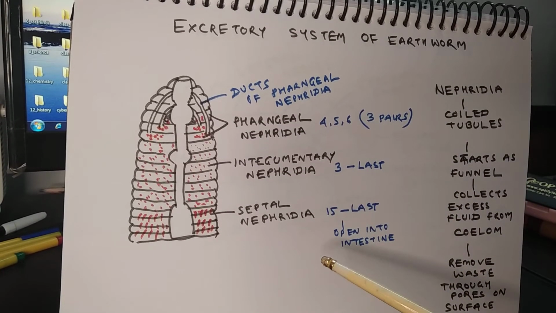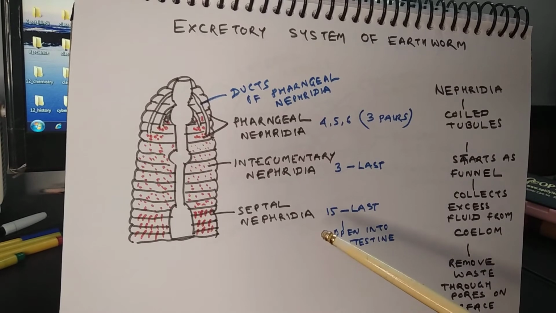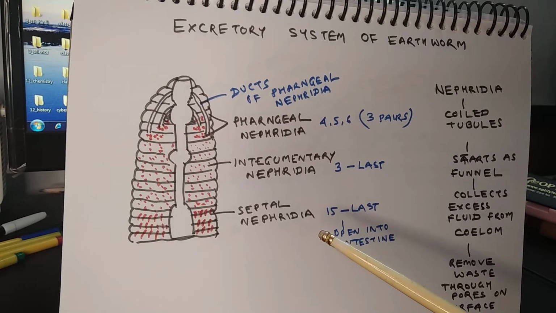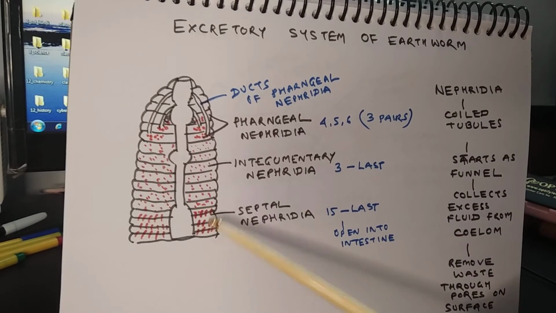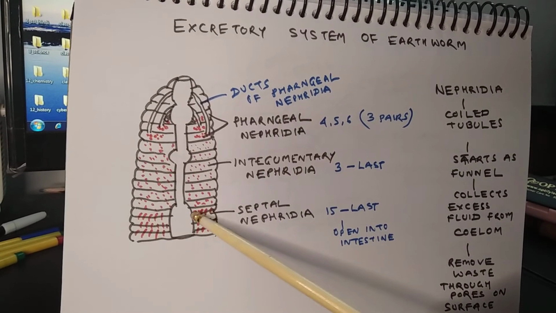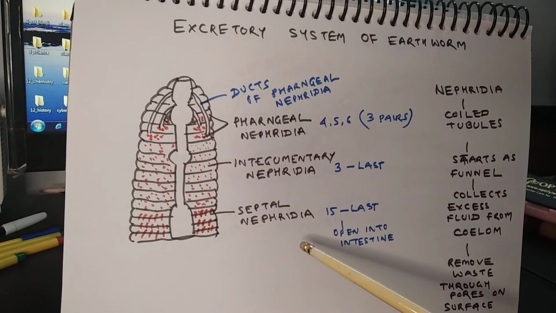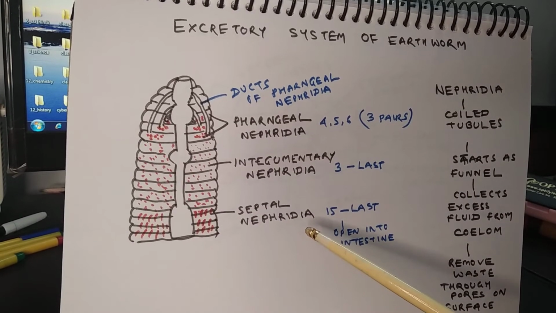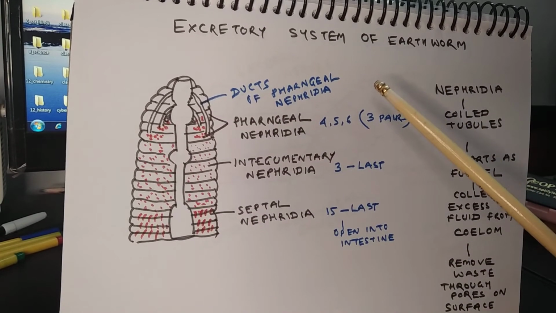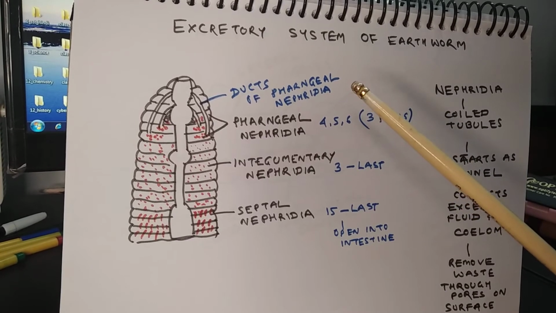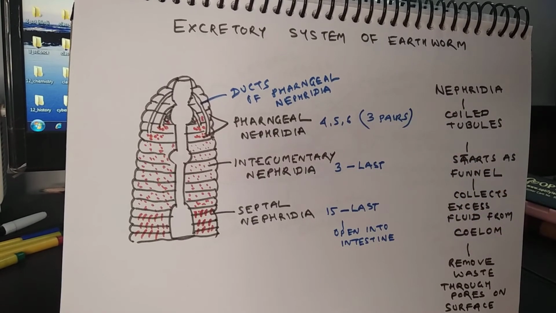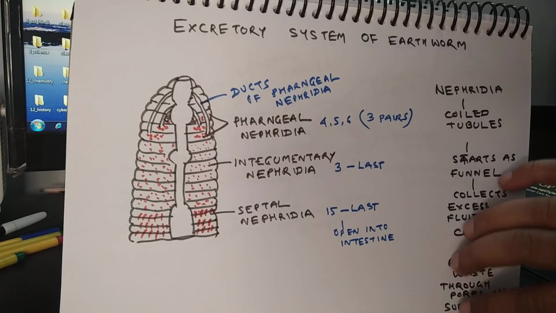Then from the 15th to last segment, there are septal nephridia, and these are called septal nephridia because they are present on the septum, that is the partition between 2 segments. So these are 2 segments, this is the partition, and these nephridia open into the intestine. The structure and function of all the nephridia are more or less similar. They carry out excretion, and they maintain osmoregulation in the body of earthworm.